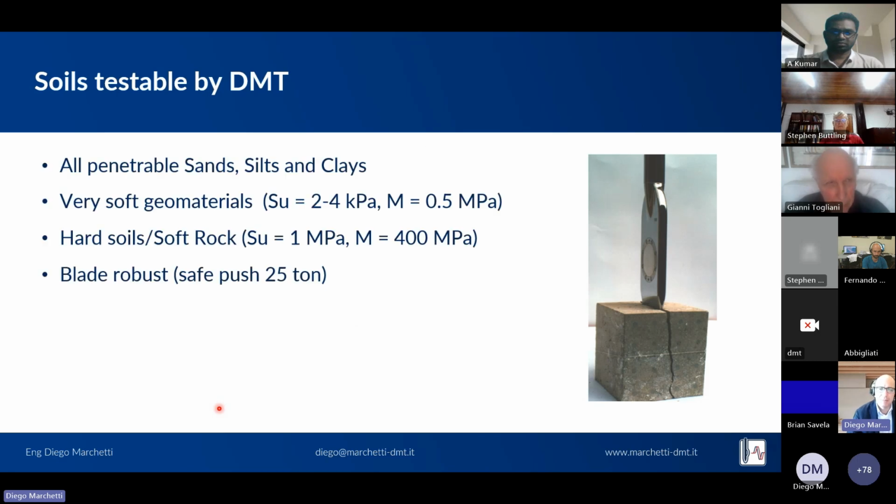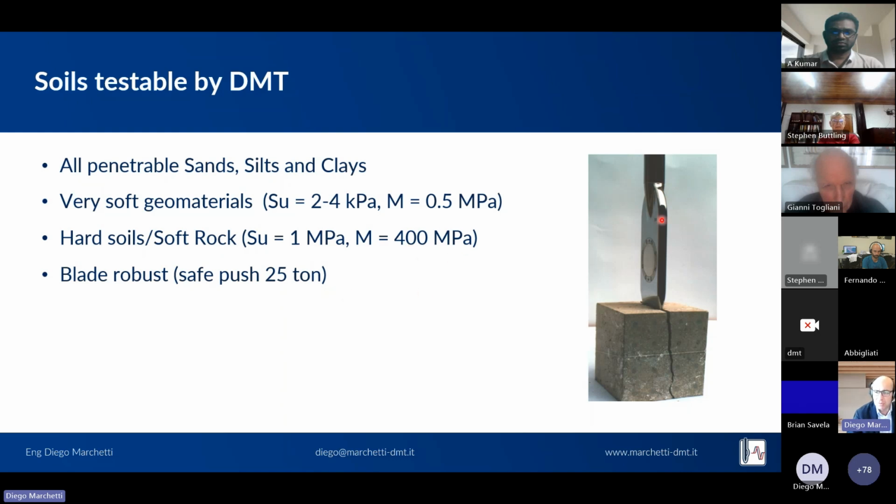The DMT test may be performed in all penetrable sands, silts, and clays where the grain size is small compared to the membrane diameter of 60 millimeters. This means from a range of very, very soft geomaterials with very low value of strength and moduli, up to very hard soils to the limit of soft rock. We have readings with undrained shear strength of about 1 MPa and moduli of about 400 MPa.